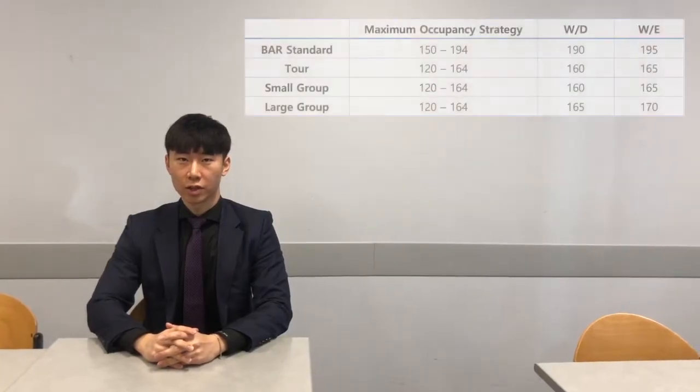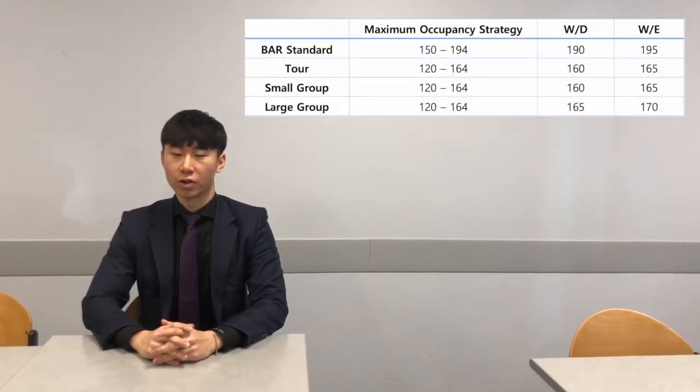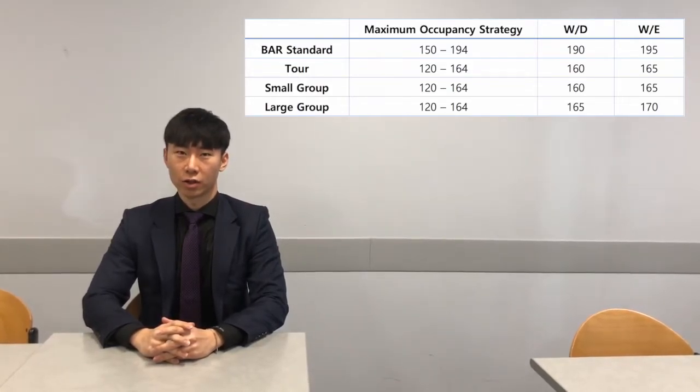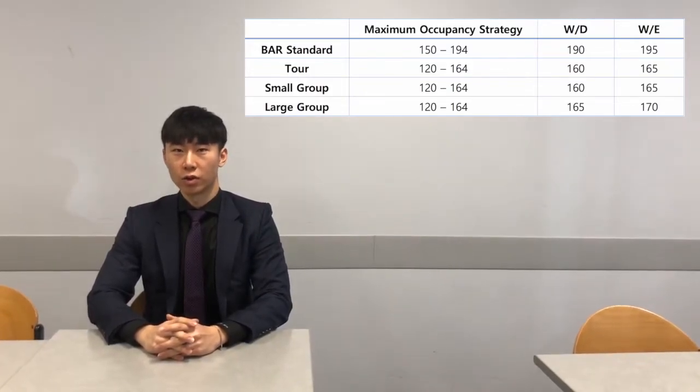According to last year's result, Q1 had the lowest occupancy rate, so we decided to focus on occupancy rate and how the ADR affects it. First, we used maximum occupancy strategy to begin the year, especially for our target customers, bar standard, tour, large and small groups.